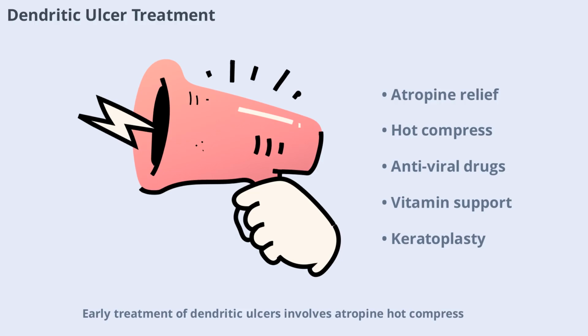Early treatment of dendritic ulcers involves atropine, hot compress, and bandage for relief. If the ulcer spreads, cauterization may be necessary. Topical antiviral drugs such as 5-iodo-2-deoxyuridine, adenine arabinoside, acyclovir, acycloguanosine with ARA, and trifluorothymidine are used. High doses of vitamin C and A support healing. Lamellar keratoplasty is considered for recurrent cases. Prompt and appropriate therapy helps prevent complications and recurrence.